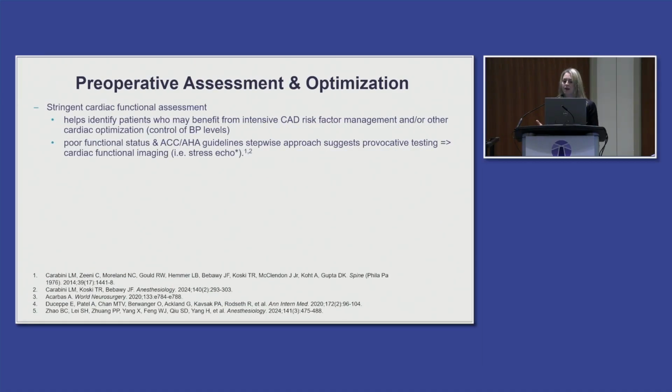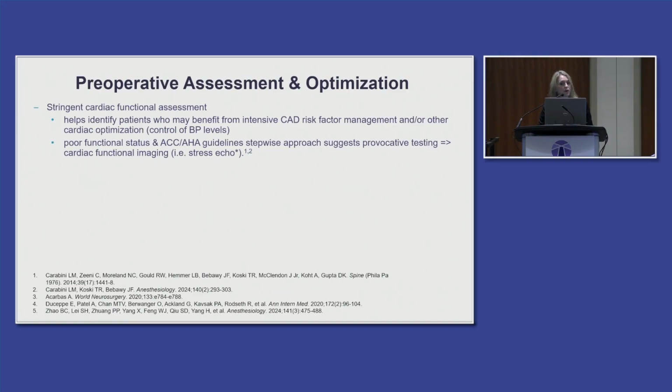Now, as I showed on that prior slide, major cardiac complications are amongst the most common complications. So we need to evaluate carefully the cardiovascular risk. This will help identify patients who may benefit from intensive coronary artery disease risk factor management and or other cardiac optimizations, say improved blood pressure control.